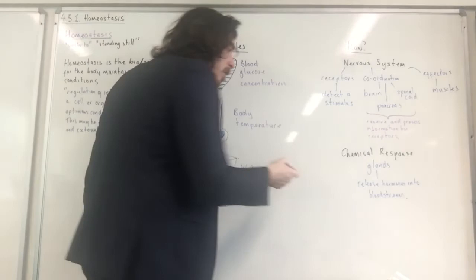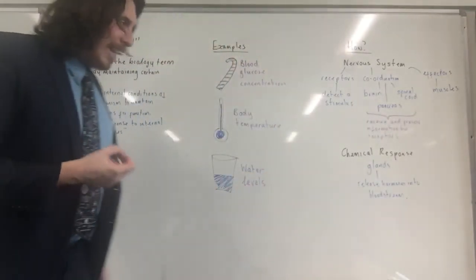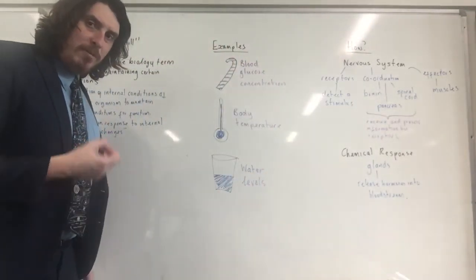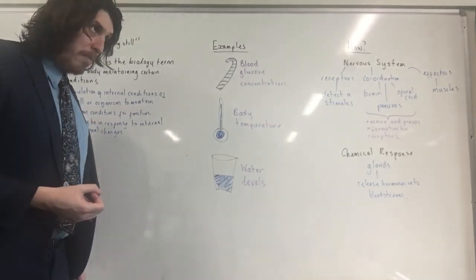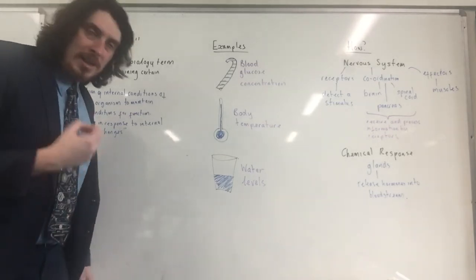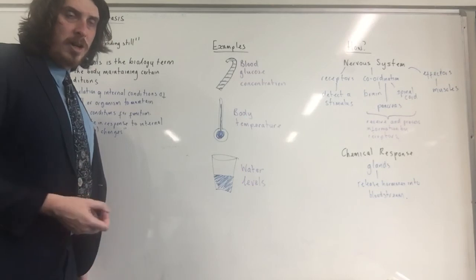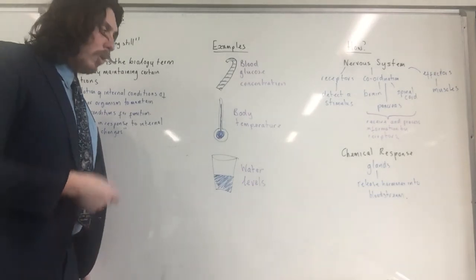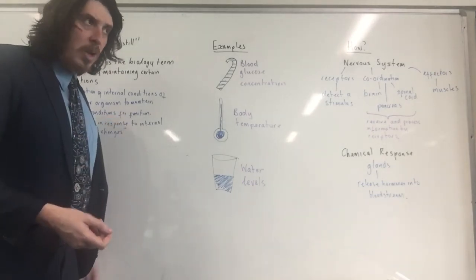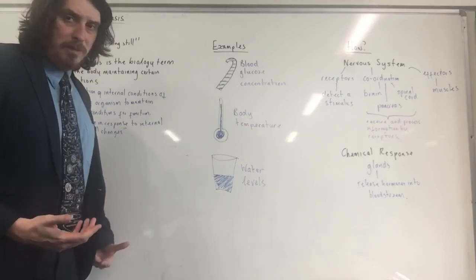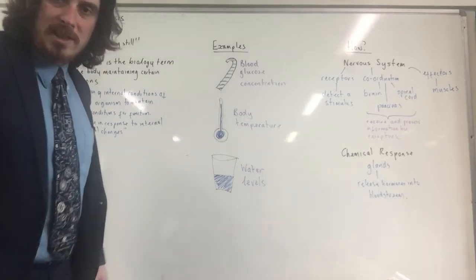In terms of a chemical response, okay, glands produce hormones and they release hormones into the bloodstream. So for example, if you are tired, a hormone known as melatonin will be released, okay, which will relate to the sleep cycle, which would be a response. Okay, and that's homeostasis. Thank you.